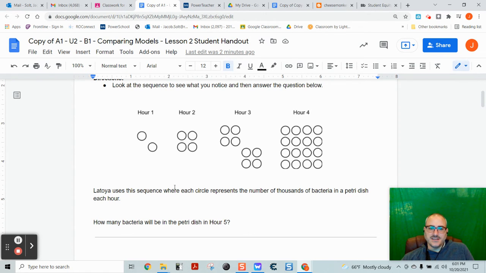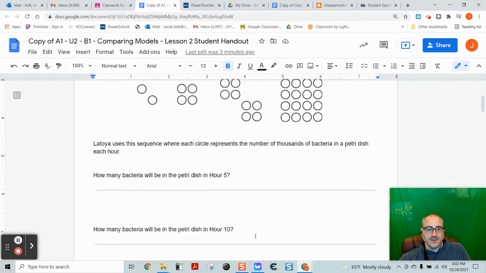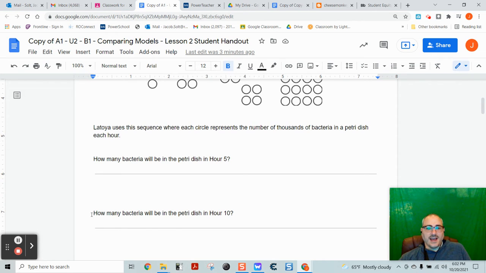2 times 2 is 4. 4 times 2 is 8. 8 times 2 is 16. So how many bacteria will be there in hour 5? That will be 16 times 2. You'll probably use your calculator to find that out, and it'll be in thousands. That's how we're going to answer that question. Ooh, but a more difficult question is how many bacteria will be in the petri dish in hour 10?